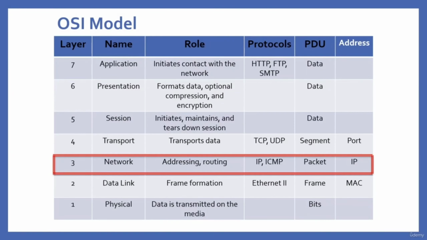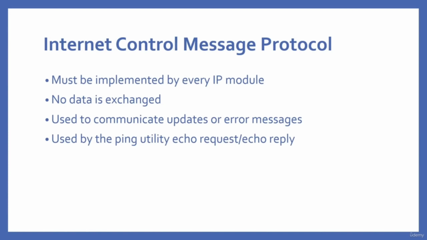ICMP, or Internet Control Message Protocol, resides at the network layer of the OSI model. ICMP is an integral part of the Internet Protocol and must be implemented by every IP module as it's part of the original RFC. The fact is the Internet Protocol would be nothing without ICMP. It's a very important protocol.